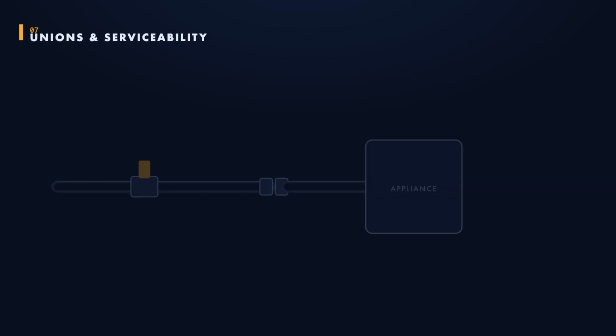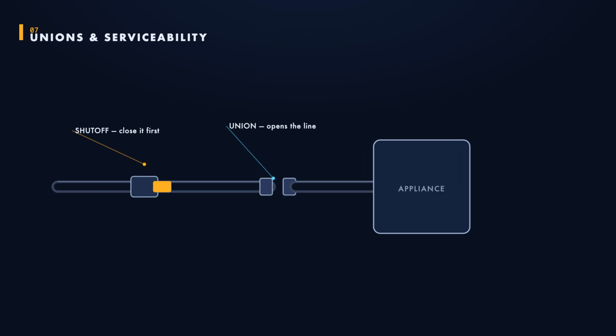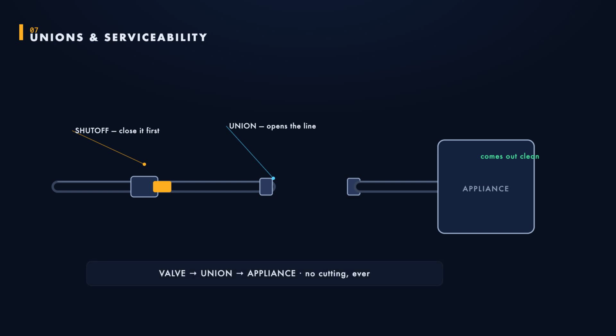One more small part earns its keep on service day: the union. Downstream of the appliance shutoff valve, a union or a flange connection lets you break the line and remove the appliance controls without cutting pipe. Close the valve, open the union, and the appliance comes out while the rest of the system stays tight.